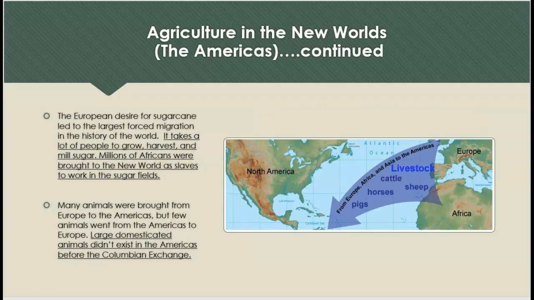Again, agriculture in the New World, the Americas, continued. The European desire for sugarcane led to the largest forced migration in the history of the world. It takes a lot of people to grow, harvest, and mill sugar. Millions of Africans were brought to the New World as slaves to work in the sugar fields. Many animals were brought from Europe to the Americas, but few animals went from the Americas to Europe. Large domesticated animals didn't exist in the Americas before the Columbian Exchange.